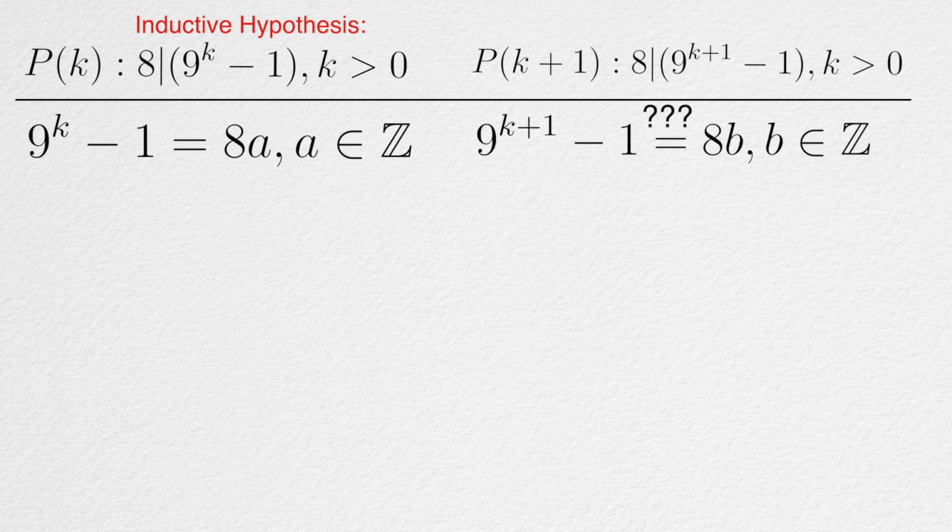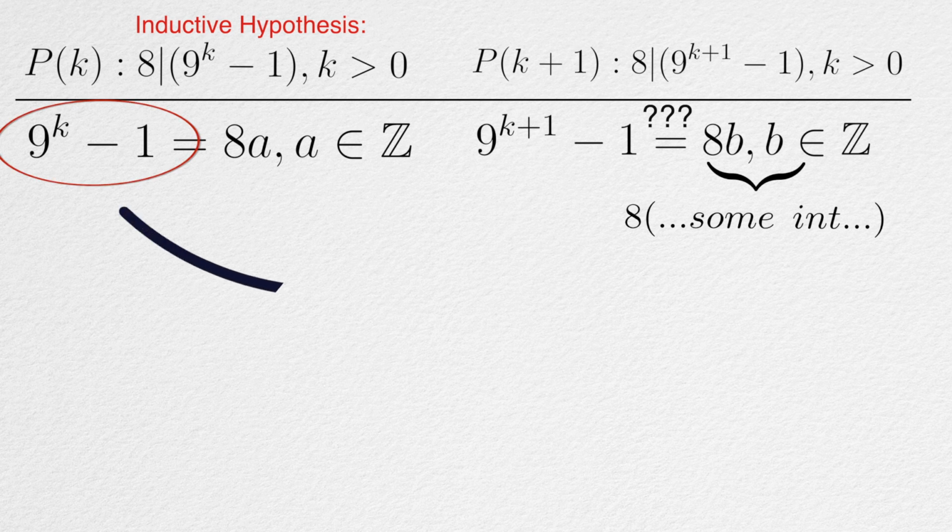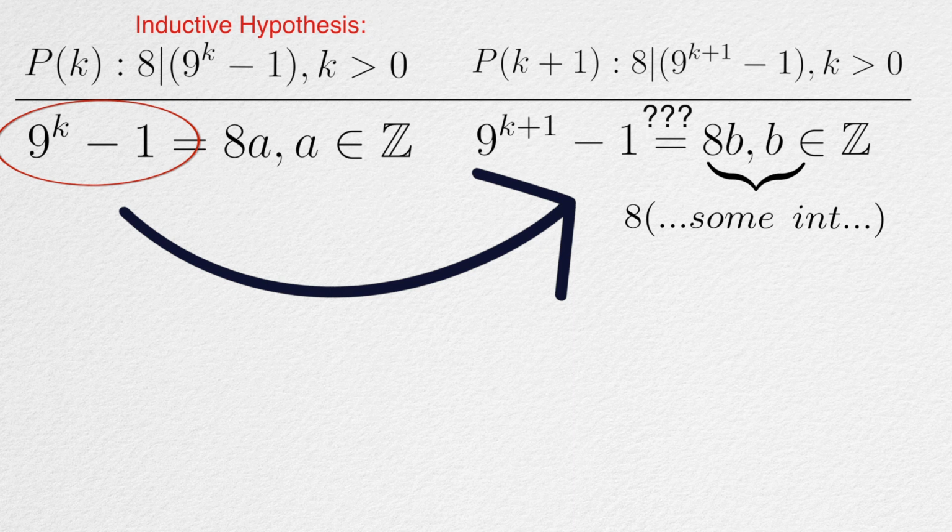So our goal, in a sense, is to prove that the left side of the second equation, 9^(k+1) - 1, can be written as 8 times some integer, because that will help us prove that 9^(k+1) - 1 is divisible by 8. It doesn't matter what this integer is, we just have to find some integer. Now, the idea with the inductive step is to see if the first equation will help us prove what we need in the second equation by somehow relating them.